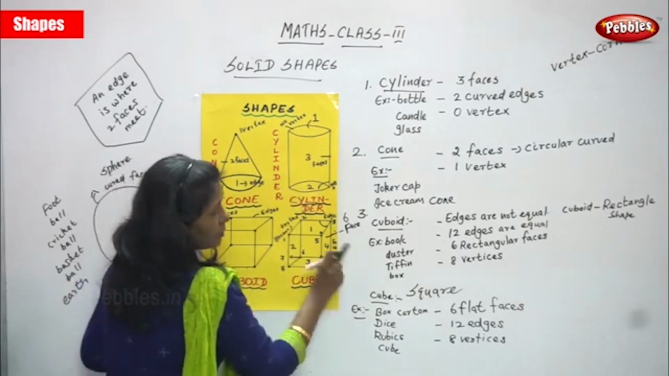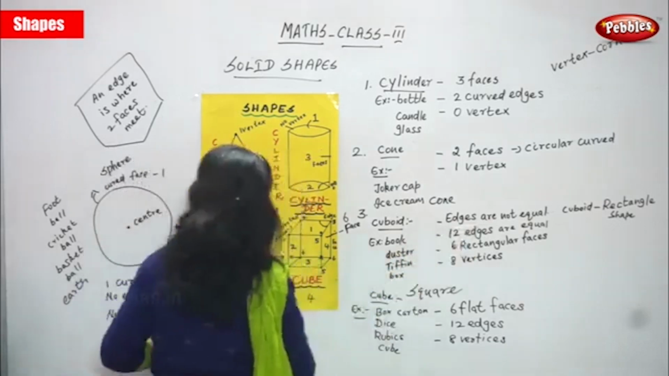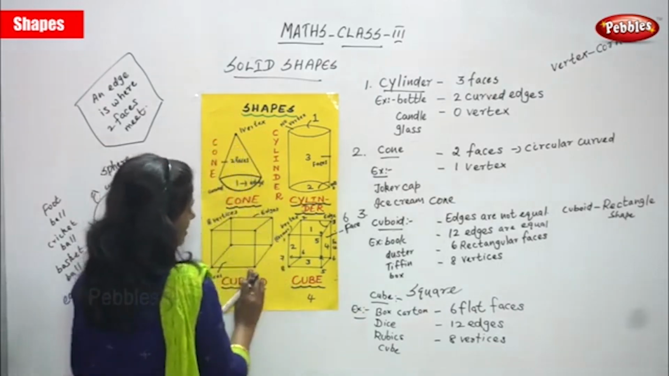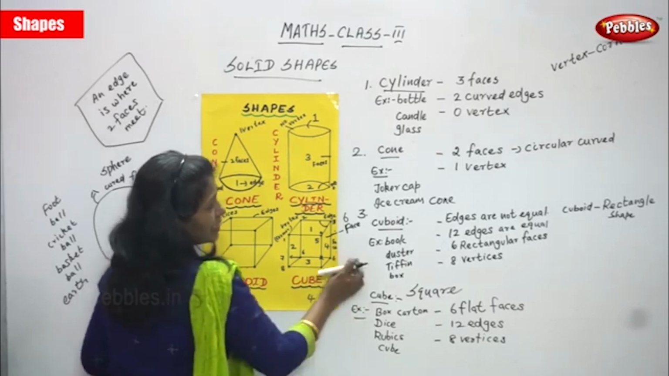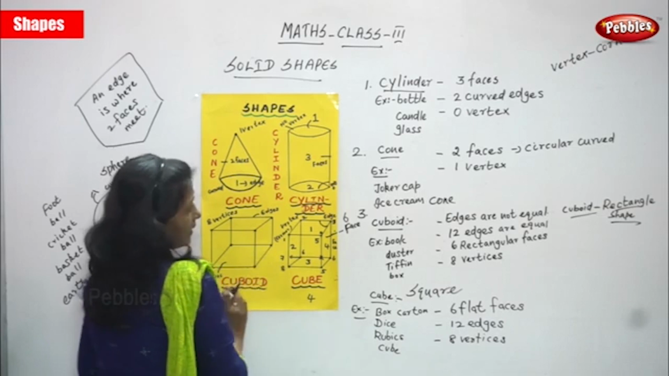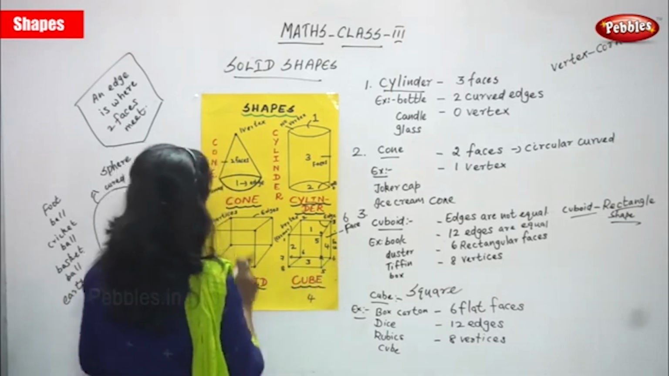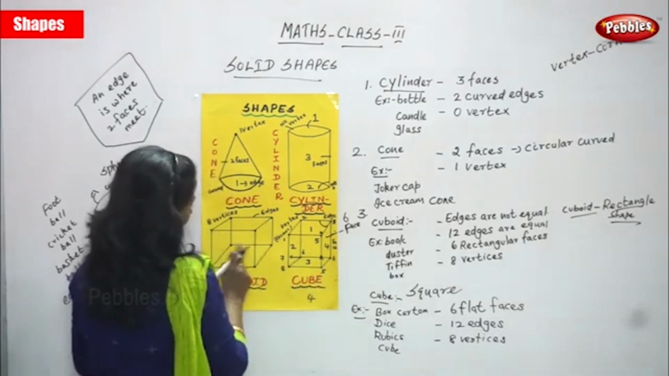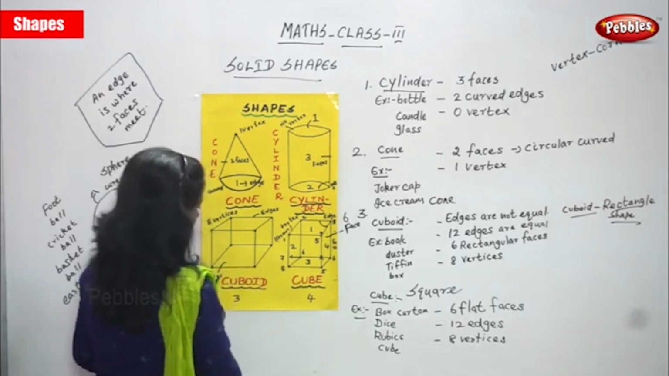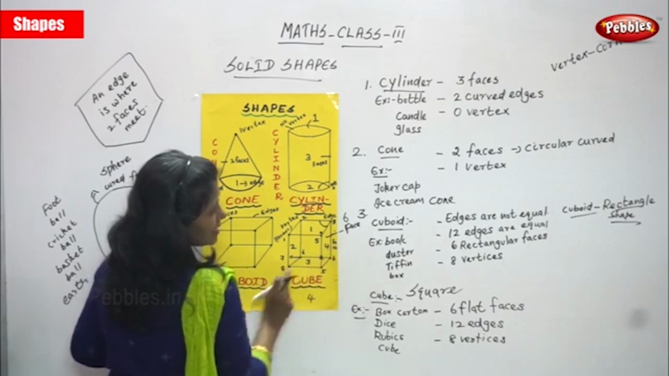So okay, cuboid, don't forget, edges are not equal. This is cuboid. It is based on the rectangle shape. Cuboid is based on the rectangle base, and edges are not equal. 1, 2, 3, 4, and 5, 6, 7, 8, and 4 more there. 12 edges.